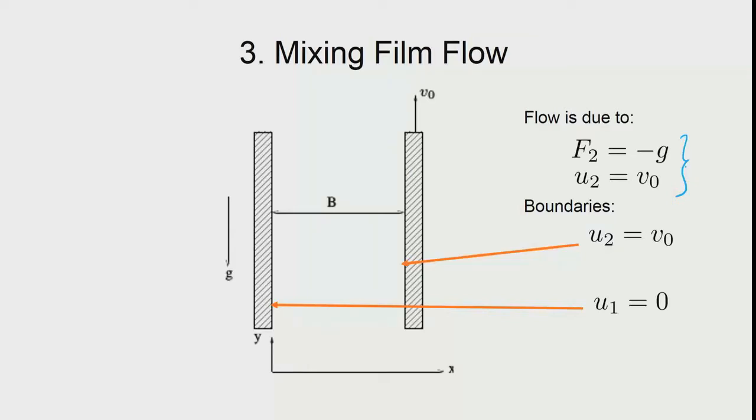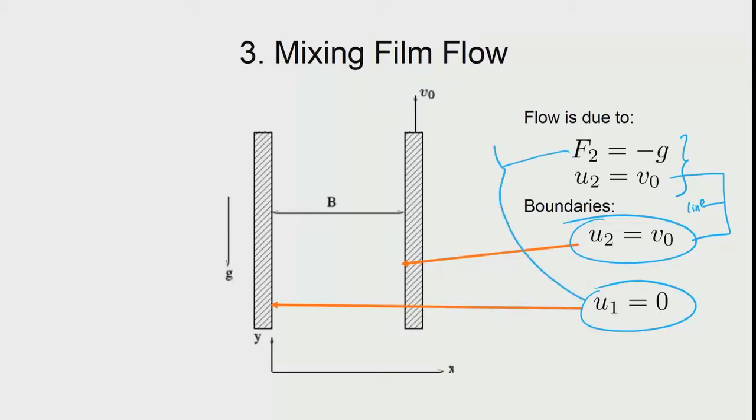The boundary conditions are as follows: on the left wall you have got u1 equal to 0, because of the no slip condition. On the right wall you have got u2 equal to v naught, again due to the no slip condition. So, in this problem we could actually see that if you look at this and this, we saw that this must be a straight line solution, and when we saw this and this together, we saw that it should be a parabola.